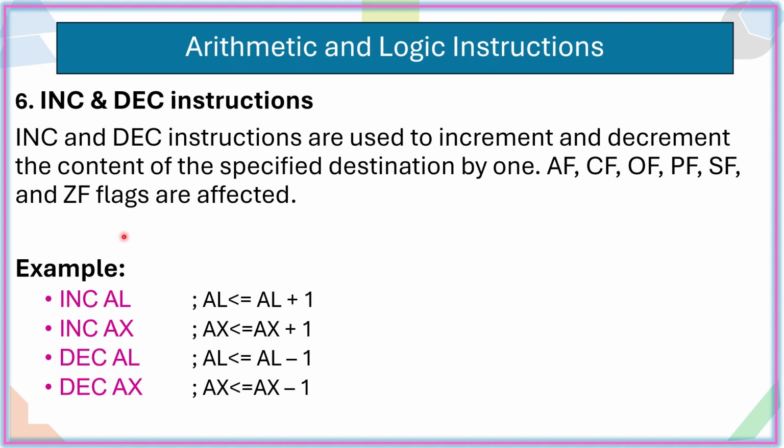Next is increment and decrement. This instruction implies that whatever is in the AL will be incremented by 1, and whatever is in the AX will be incremented by 1. It is all incremented by 1. The difference between AL and AX is that AL is 8-bit and AX is a 16-bit register. The same applies for the decrement. Whatever is the content in the particular register mentioned here will be decremented by 1.